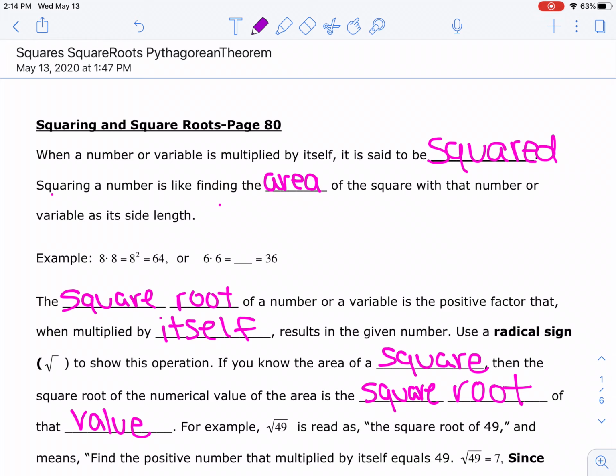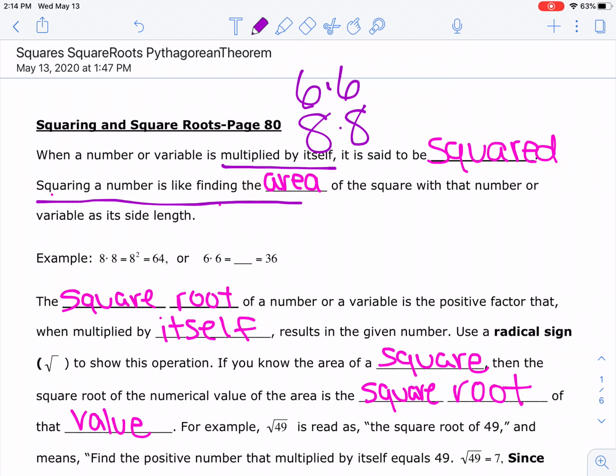When a number or variable is multiplied by itself, it is said to be squared. So multiplied by itself, what does that mean? That means 8 times 8, or 6 times 6, or 5 times 5. Squaring a number is like finding the area of a square. Well, what does that mean? So let's draw a square.